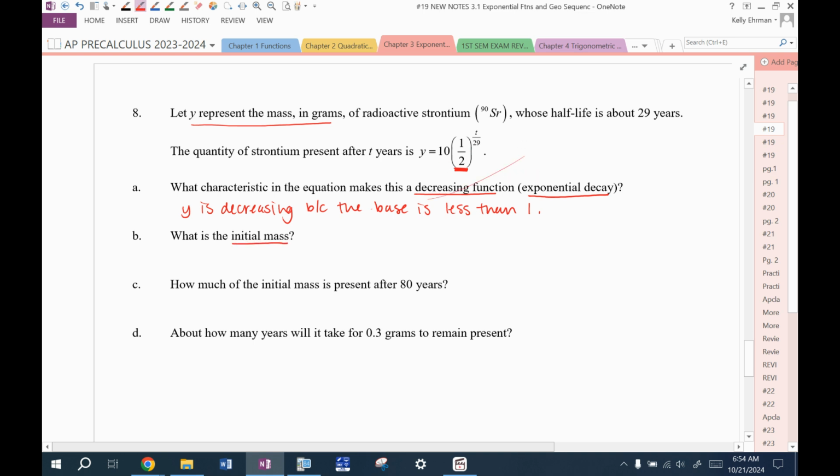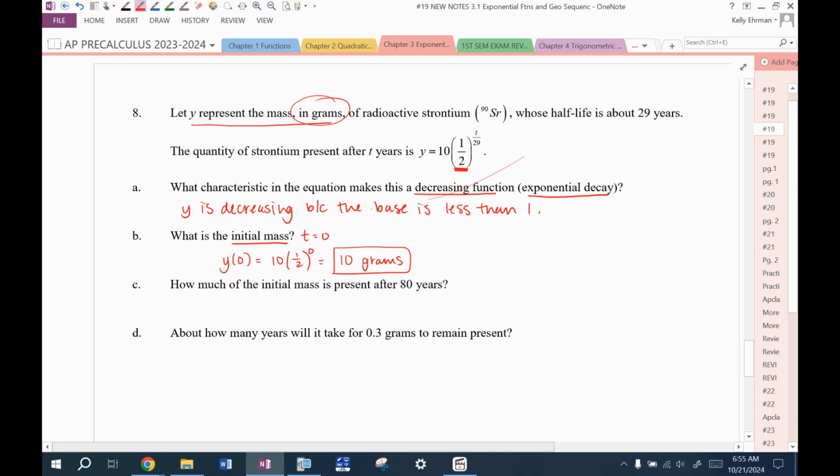What's the initial mass? Anytime they say initial, that means when time is 0, like before things started. So what is y of 0? That'd be 10 times 1/2 to the 0 power. We know anything to the 0 is 1. So 10, and then I label y in grams. So we started with 10 grams of radioactive strontium.